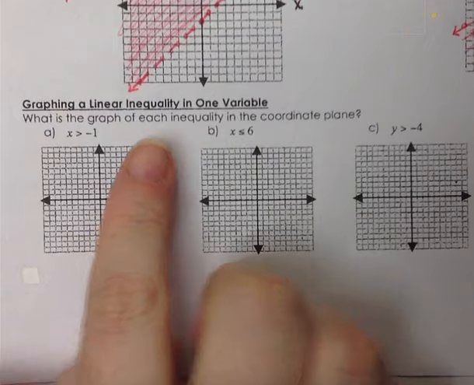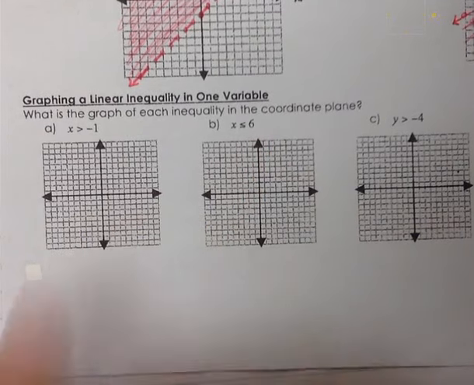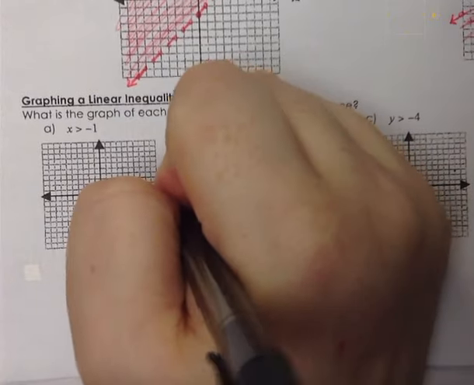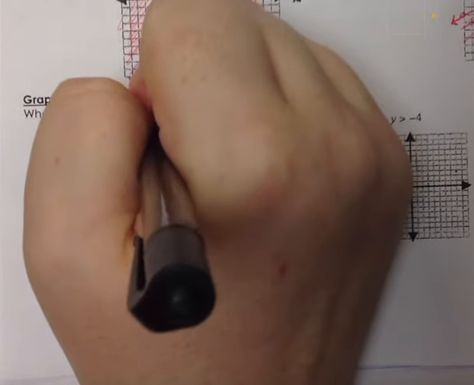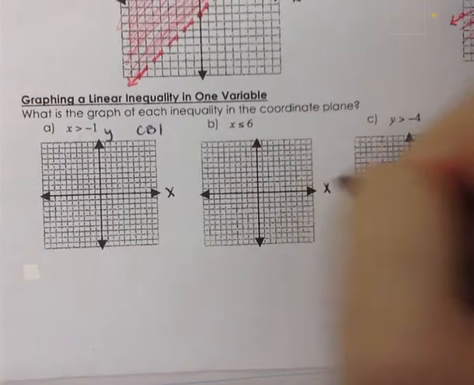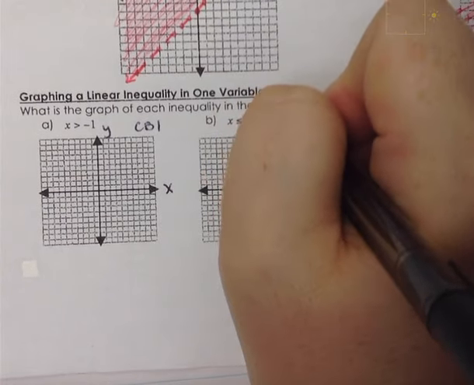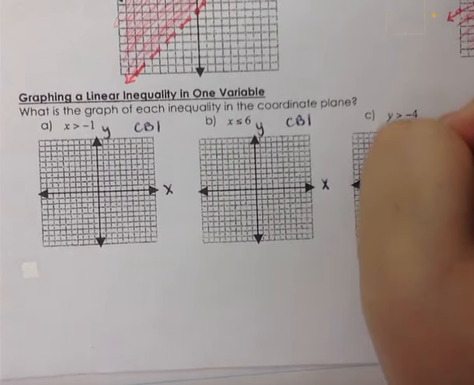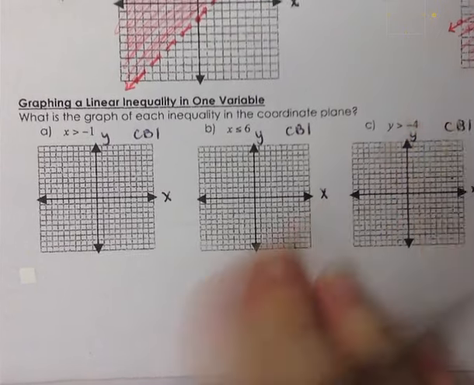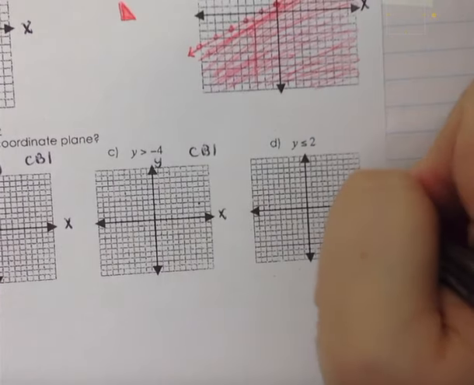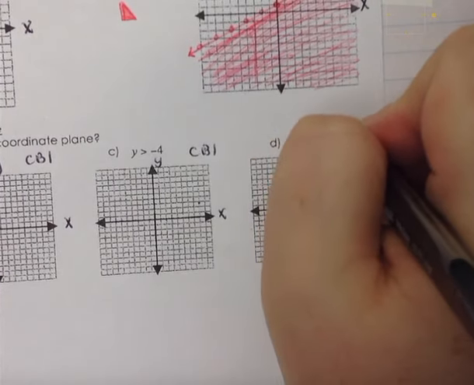So the graph of each inequality in the coordinate plane. Again, we're going to put our x's and y's and our count bys. Let's go ahead and put them on all of them. So x, y, count by 1 on each of these, because these are all small numbers. X, y, count by 1. X, y, count by 1.